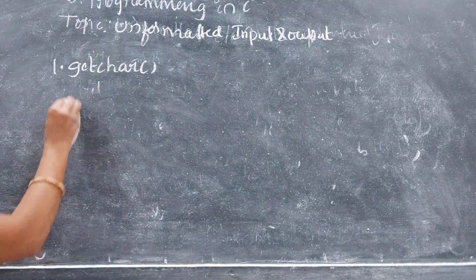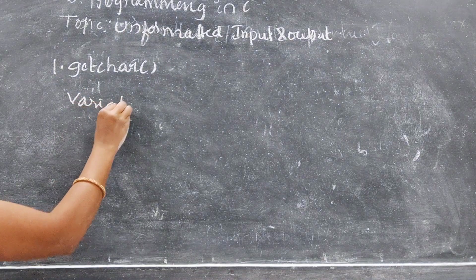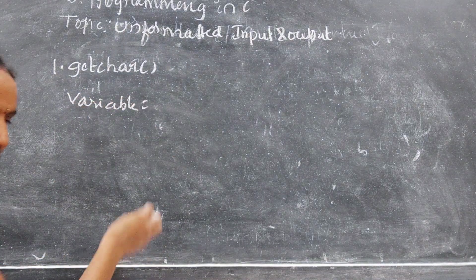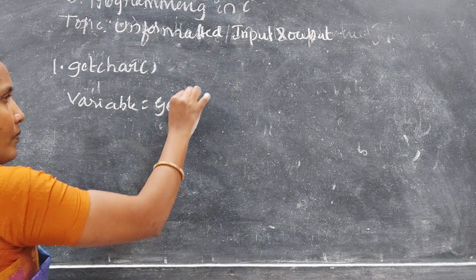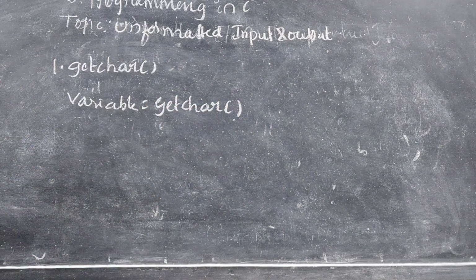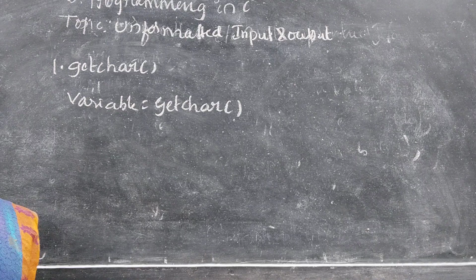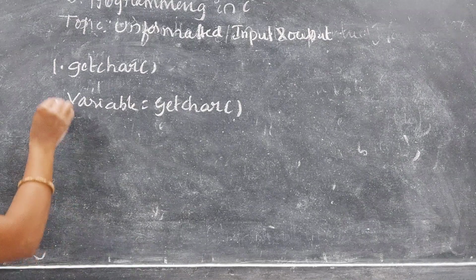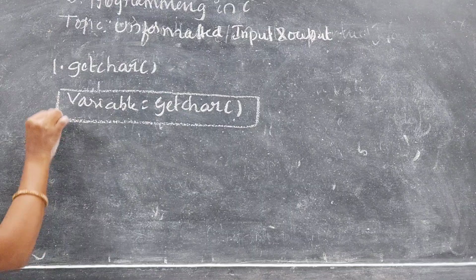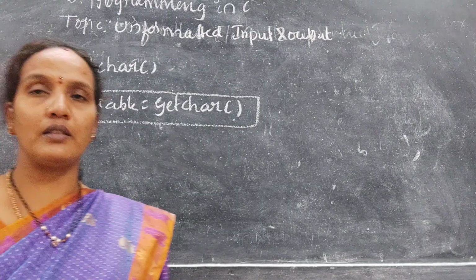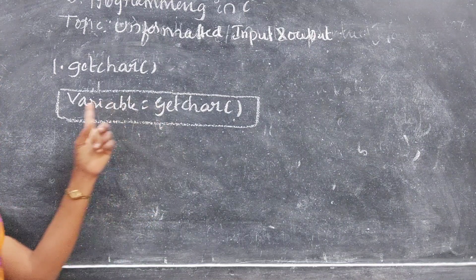The syntax is variable equals getchar(). So this function is used to collect only one character from a user. Means if you are pressing any key on the keyboard, that will be considered as a character, one character. Variable equals getchar() is the syntax. Whatever character the user is entering, that character is stored in a variable.